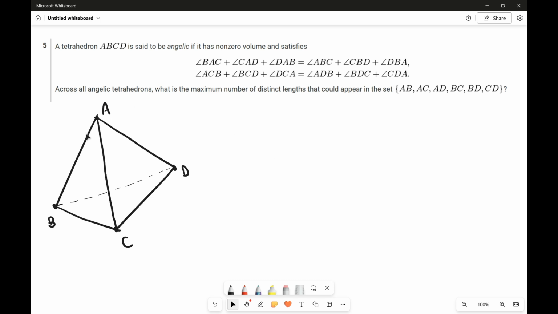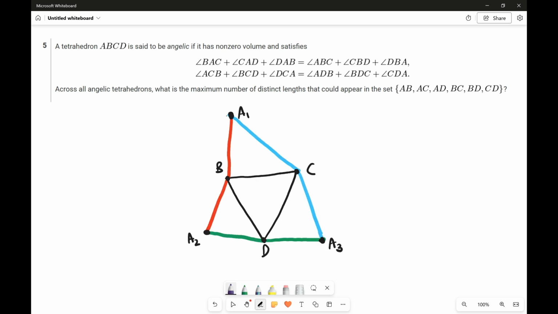Well, we already have our face in the back, and that makes it complicated because we can't really deal with angle BAD without doing some weird stuff. So we should try unfolding the tetrahedron. So this is our unfolded net.